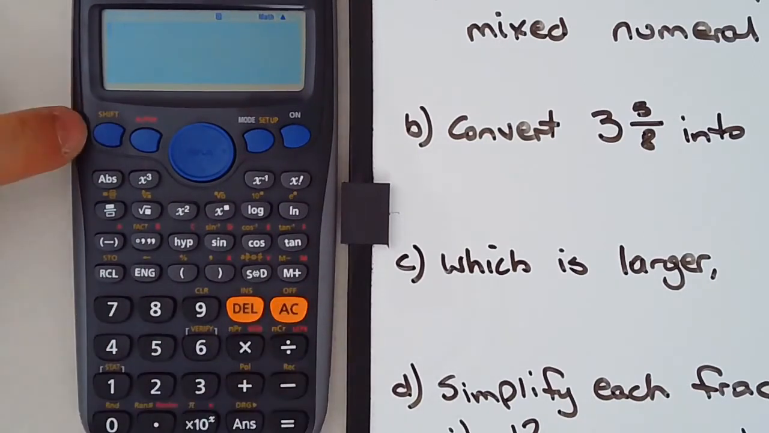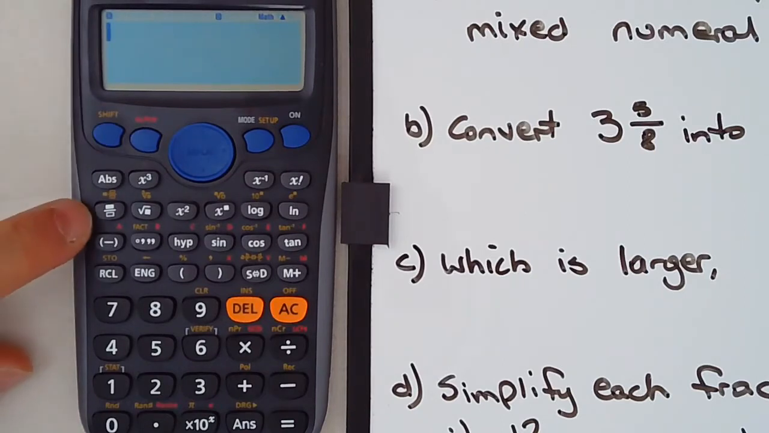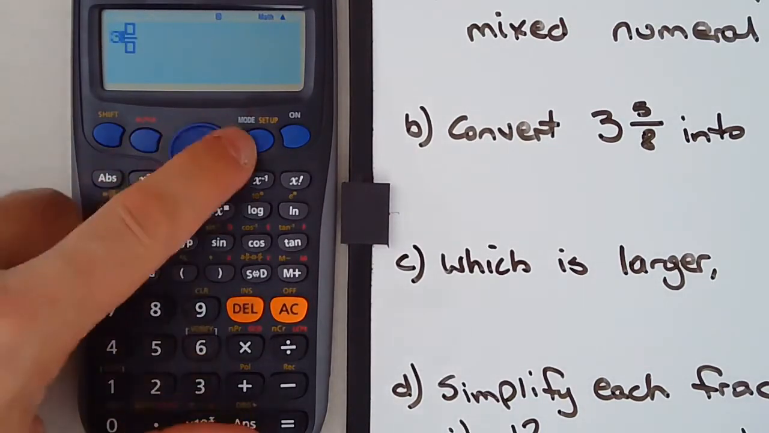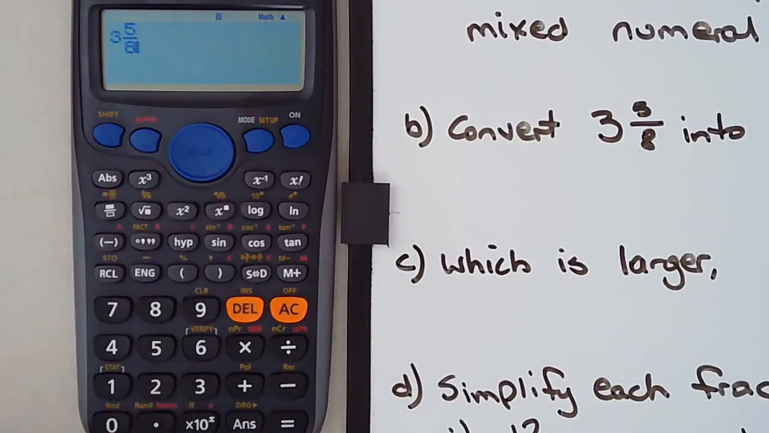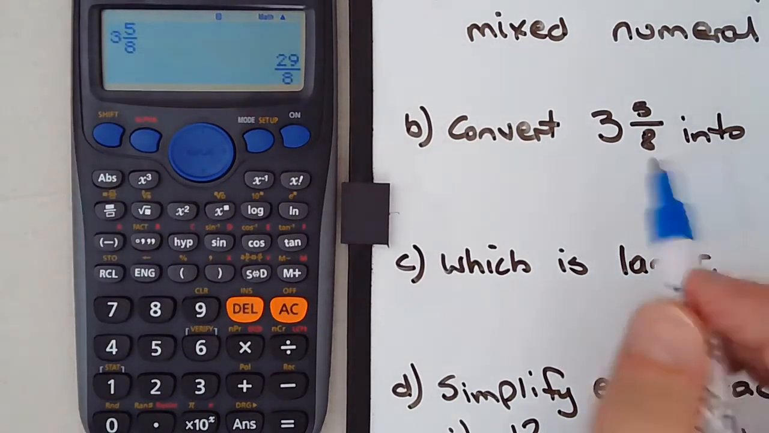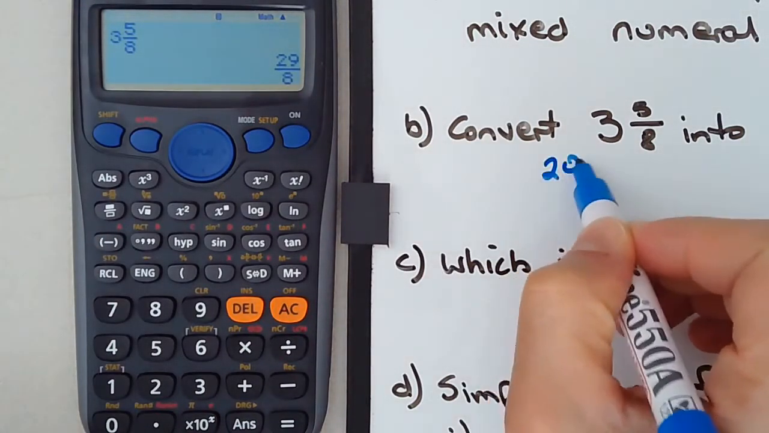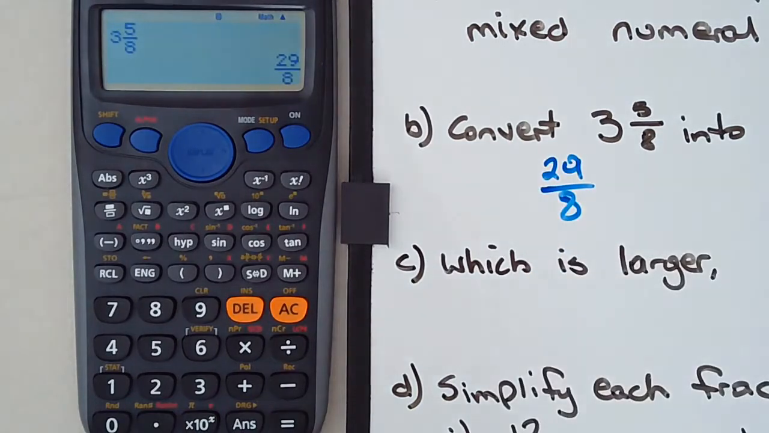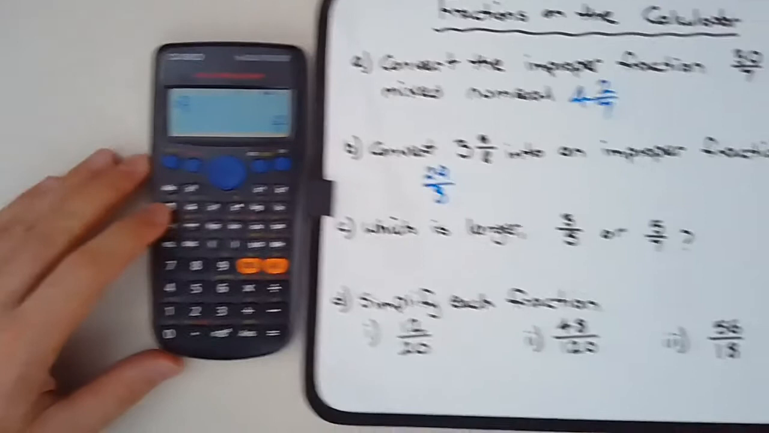You press Shift and then the fraction button. Anything in yellow, you need to press the Shift key before it. Now the calculator will allow you to enter a mixed numeral correctly. Then just fill in the squares. So 3, 5, and 8. Because the calculator is already set to give you the answer as an improper fraction, there's nothing I need to do. The answer is as it is. So I might just put the answer here. So that's 29/8.